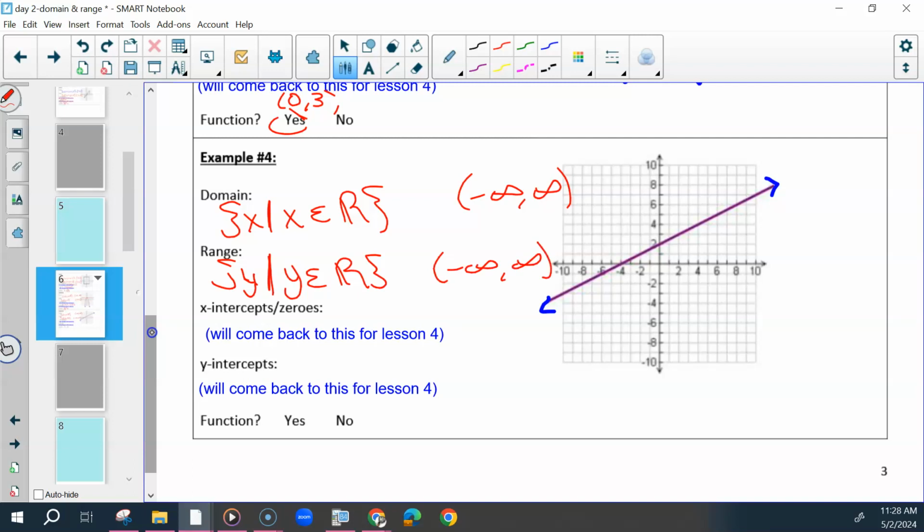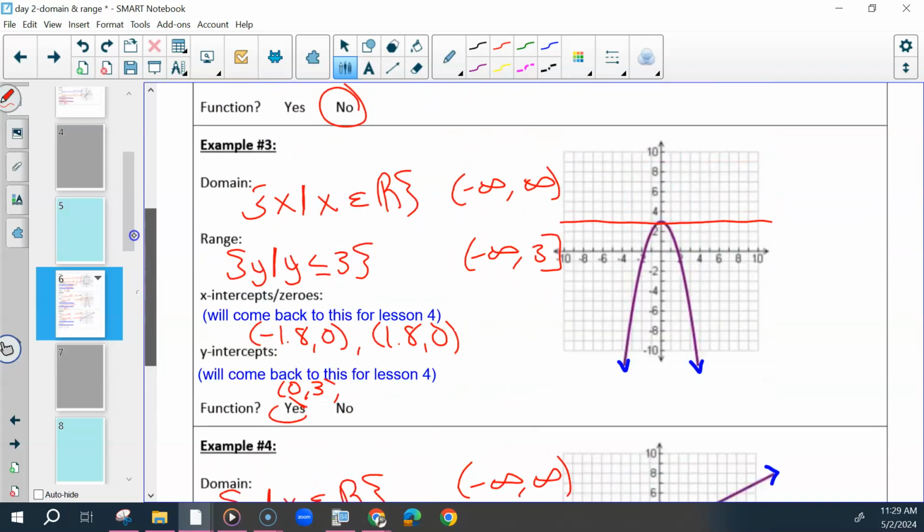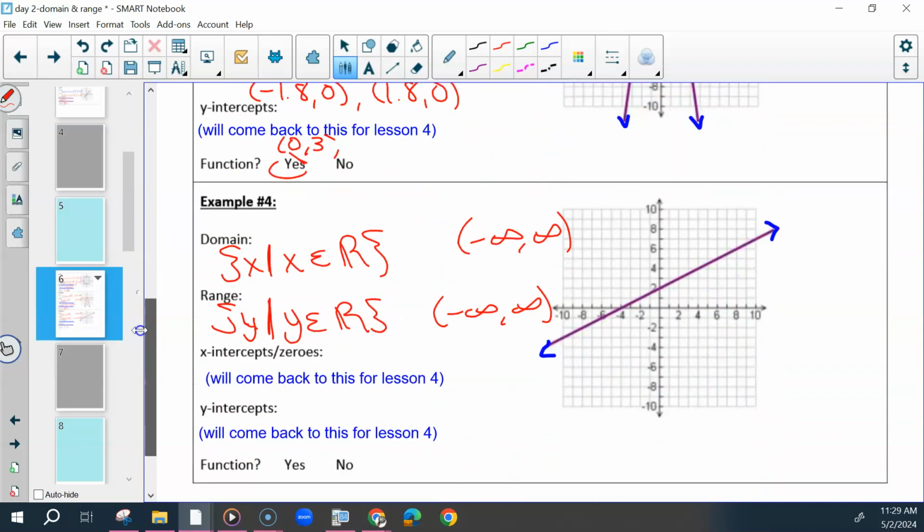Depending on the function, they may both be the same, they may both be different. All of your lines or linear functions have a domain and range of all real numbers because they keep going on forever and ever. Wait, so for the curve one, it's going to be different? Yes, depending on the curve. So this will be different. The quadratic will be different than a linear function. But some of your other curves will be different than these.